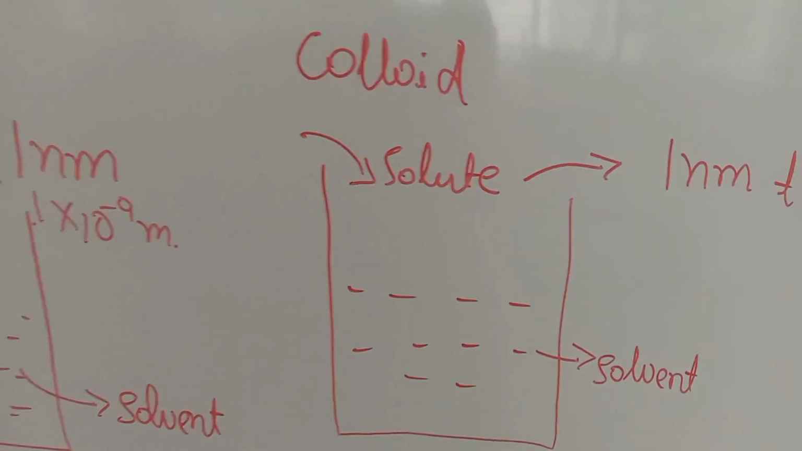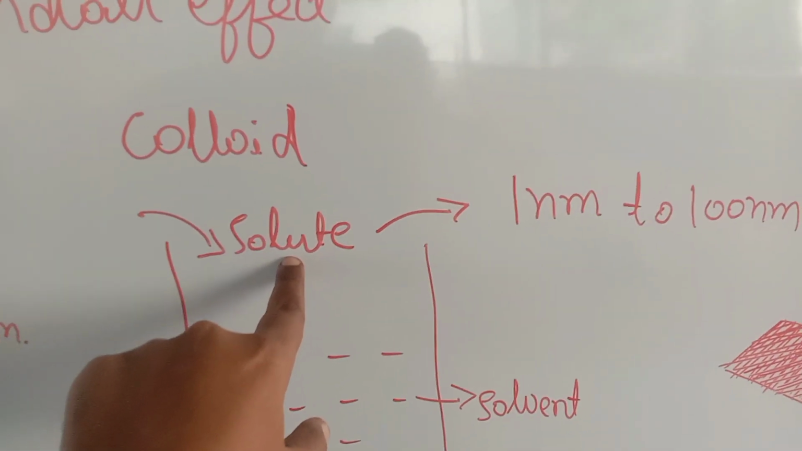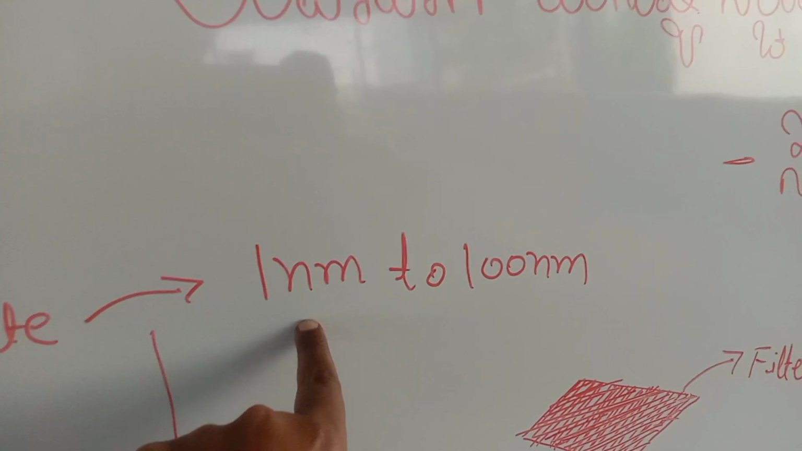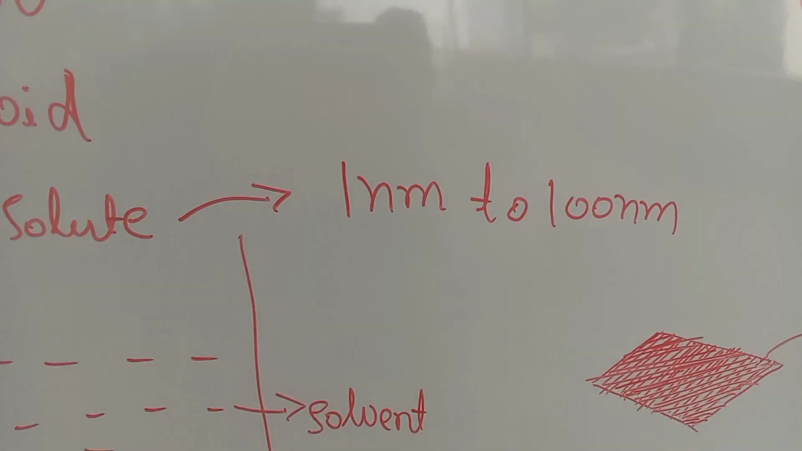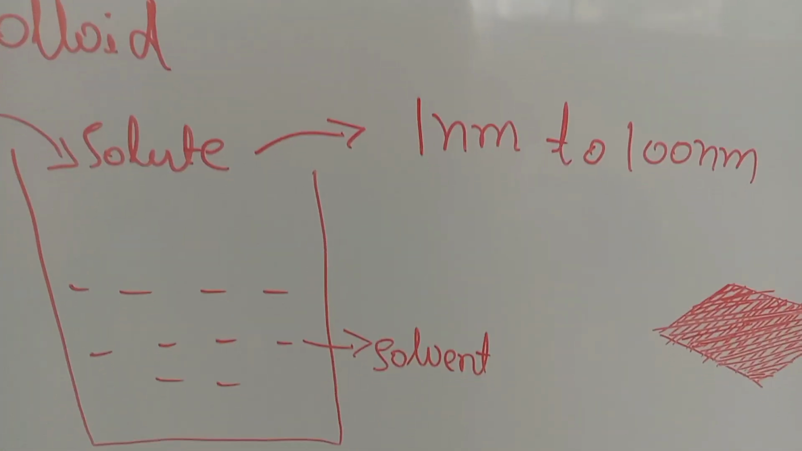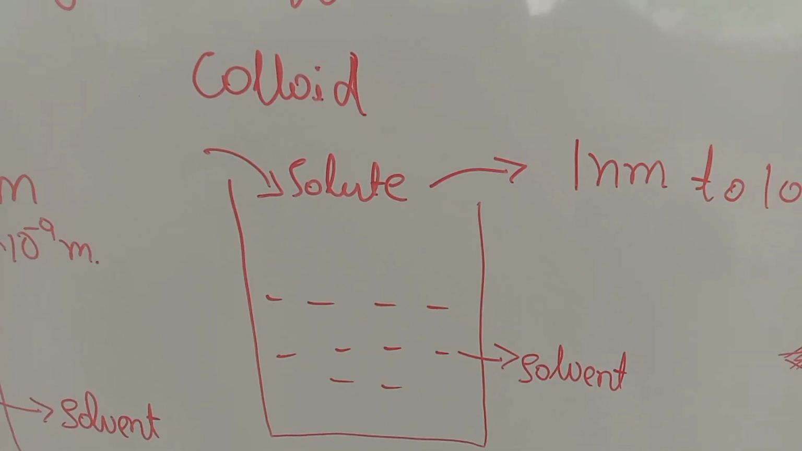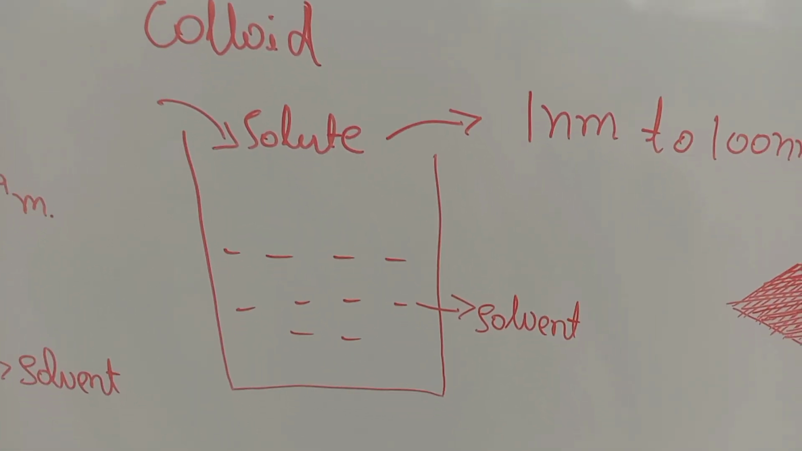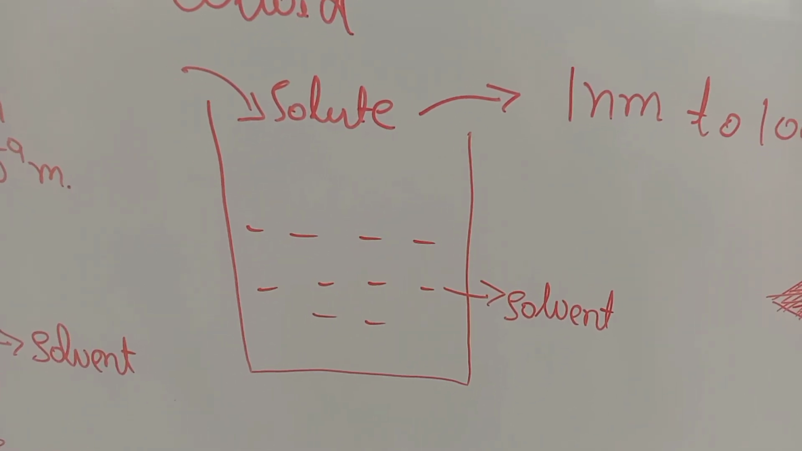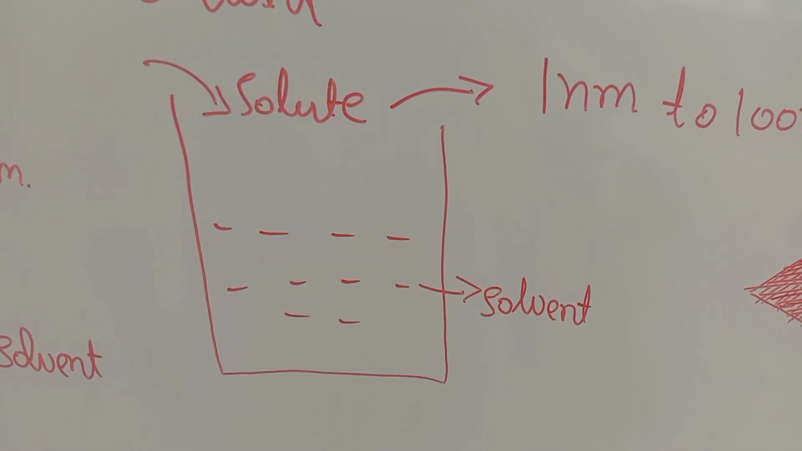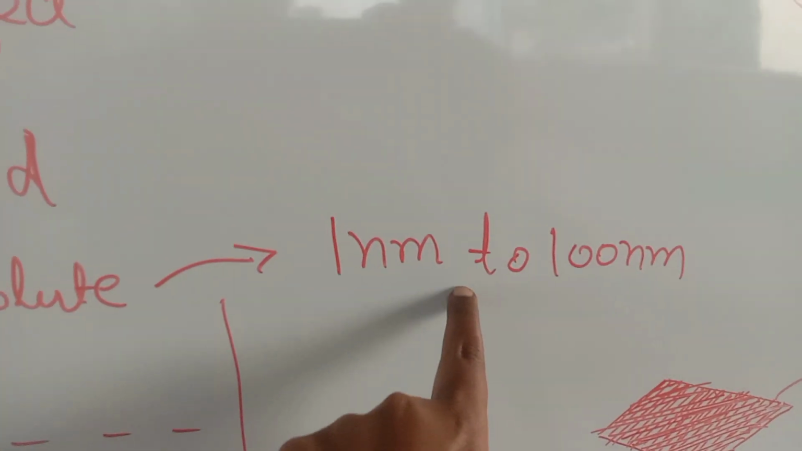Now coming to this second one, that is colloid. Colloid means here the size of the solute is in between 1 nanometer to 100 nanometer. That is known as colloid. When we mix such kind of solute into the solvent, it becomes colloid. For example, when we add some milk to the water, that is colloid. Similarly, if I add Dettol into the water, that becomes colloid, where the particle sizes are in this range.